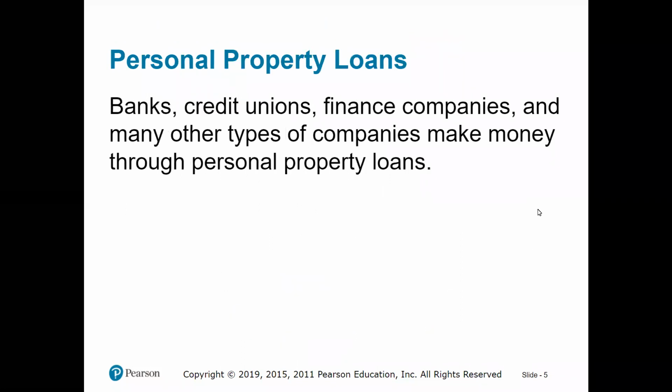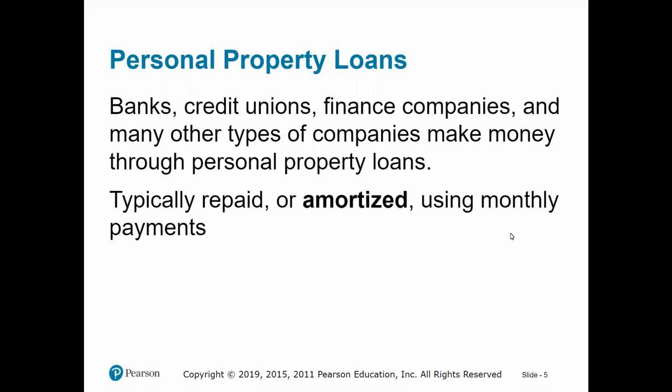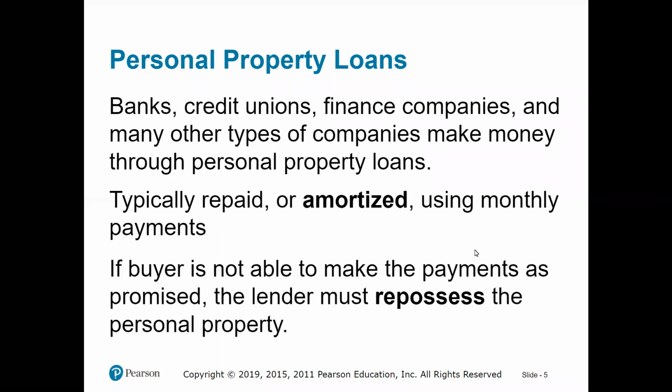All right. Personal property loans. Banks, credit unions, finance companies, and many other types of companies make money through personal property loans. Typically repaid, or amortized, using monthly payments. I really hope I'm pronouncing that right and not all of Facebook is going to laugh at me. Although I only have 3 subscribers, so I think I'm all right. If a buyer is not able to make the payments as promised, the lender must repossess the personal property.